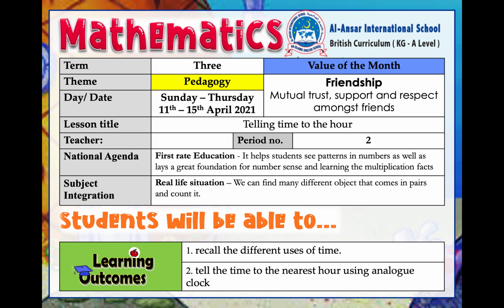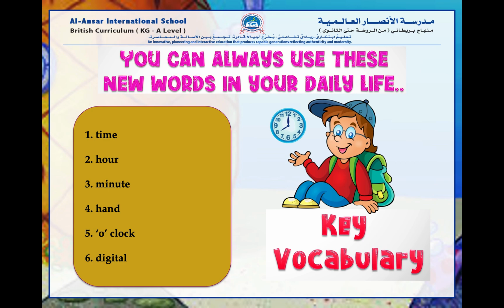In this lesson, we are going to learn how to tell the time to the hour. We are also going to recall the different uses of time and tell the time to the nearest hour using an analog clock. For this lesson, we will need the words time, hour, minute, hand, o'clock, and digital.